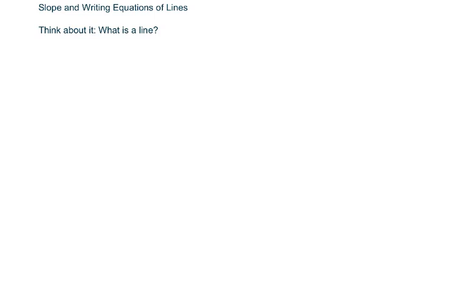This is our first lesson on slope and writing equations of lines. I think both of these concepts are review from Algebra 1, but we're going to spend some time going over them and really shoring up your understanding of what slope is, what an equation of a line is, and what it means to write the equation of a line.